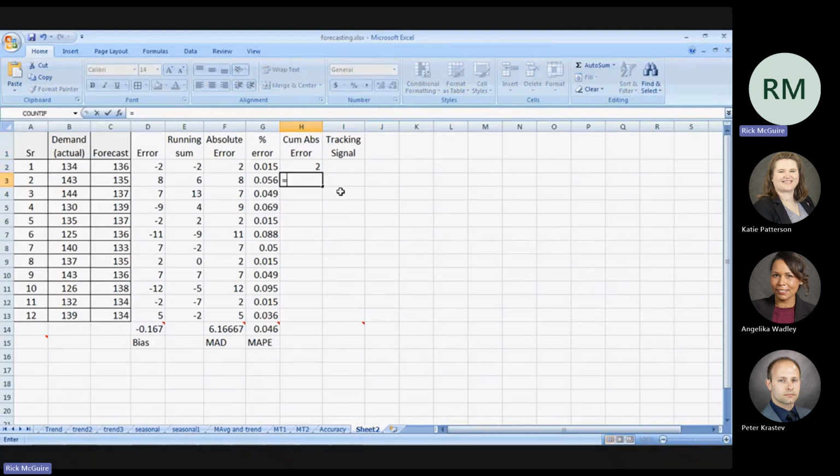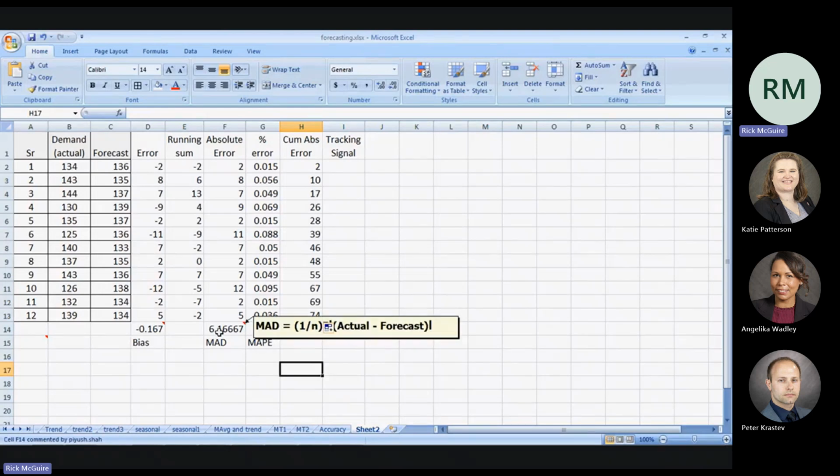In the next period it equals 2 plus 8, so it's 10, and so on. Next period will be 10 plus 7, 17. Let's drag the formula to make it easier for us. Now the running sum, or the bias, the MAD, are calculated at the end of a given period.